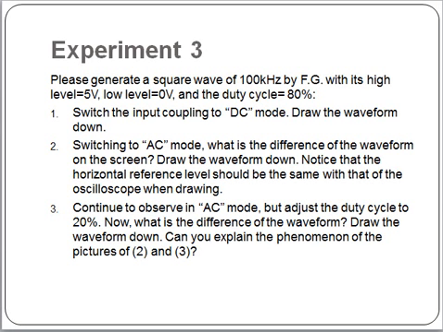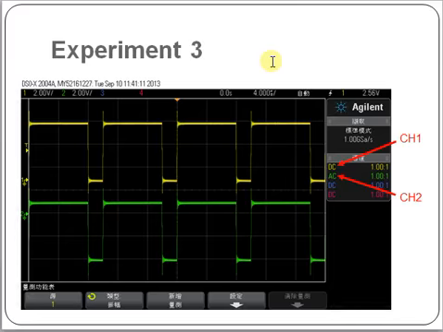Experiment 3. Generate a signal as requested. Note that the duty cycle is 80%. This will make the signal look like this. Use AC and DC coupling and observe the average of the signal. Plot the figure and draw the location of trigger and average.